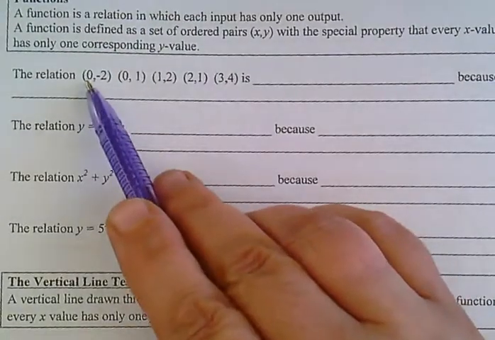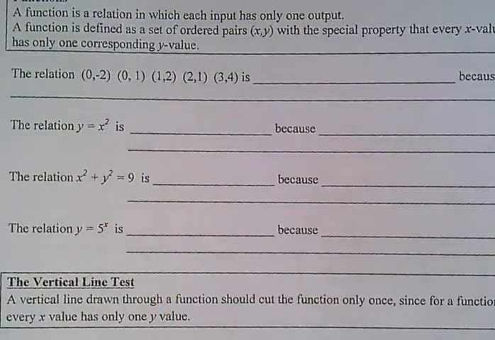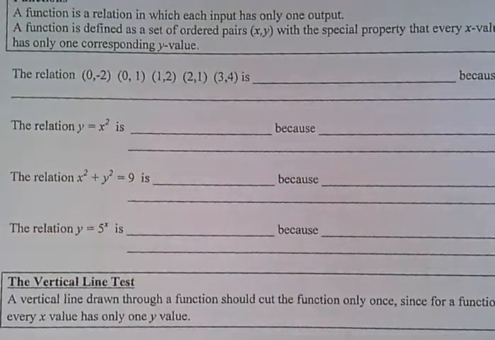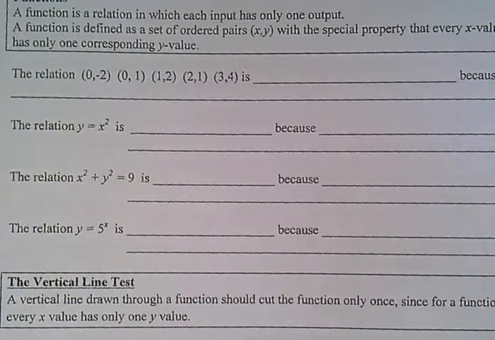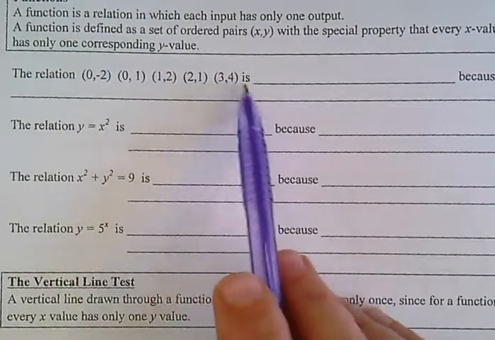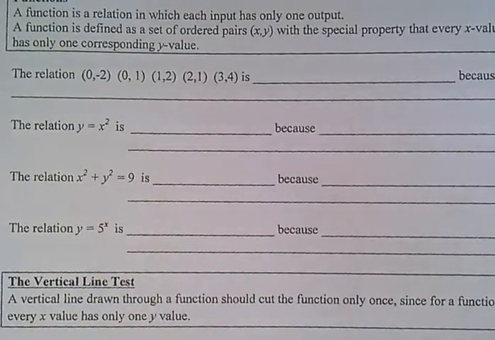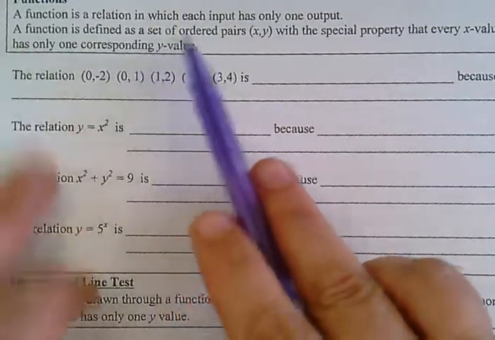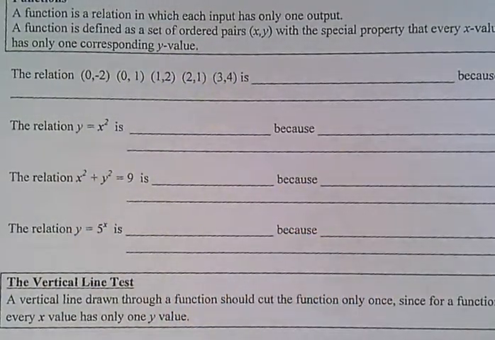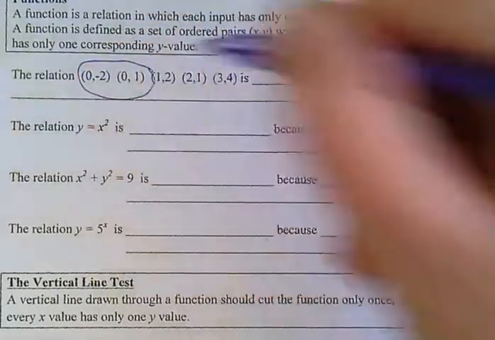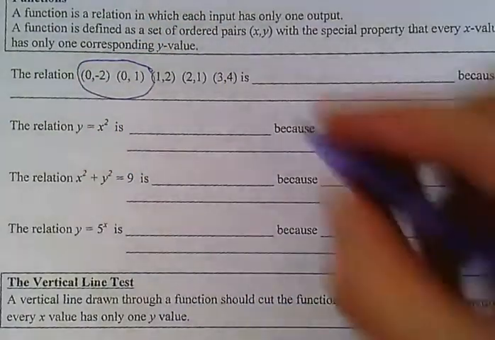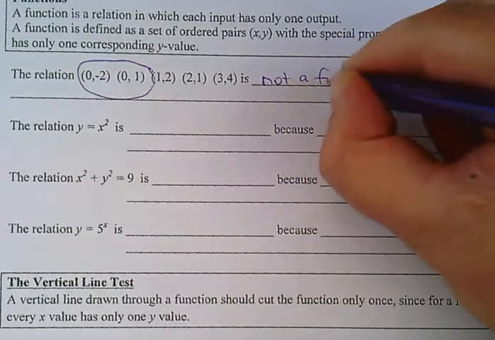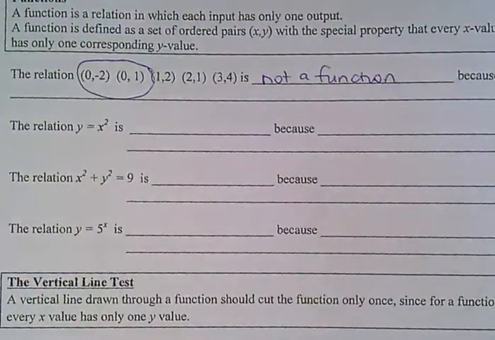Now let's look at this relation. (0, -2), (0, 1). The value x is 0 has two y values. Do you get it? (1, 2), (2, 1), (3, 4). Is this a function or not? A function is a relation, so everything's a relation, but only certain relations are functions. For it to be a function, each x value has only one y value. Now, because of this, it's not a function. So, it is not a function. In other words, it's still a relation.